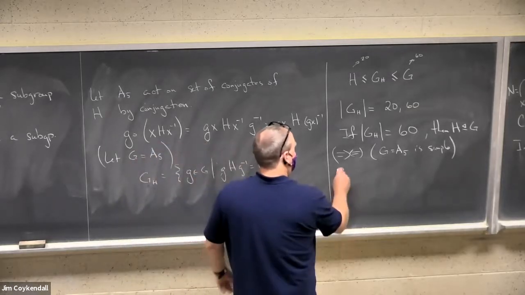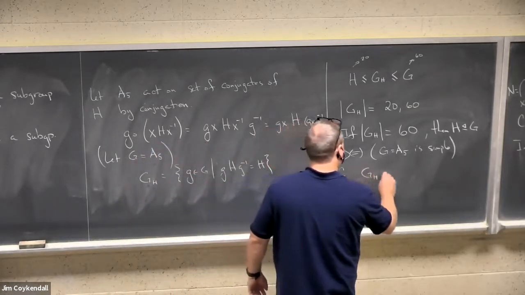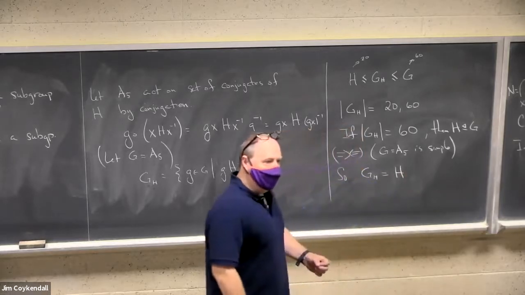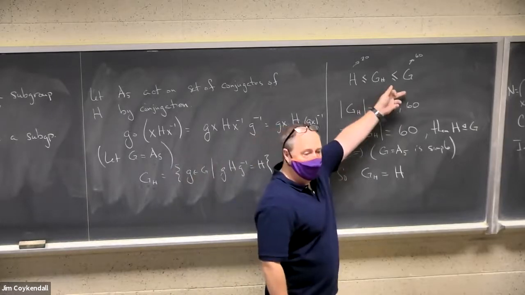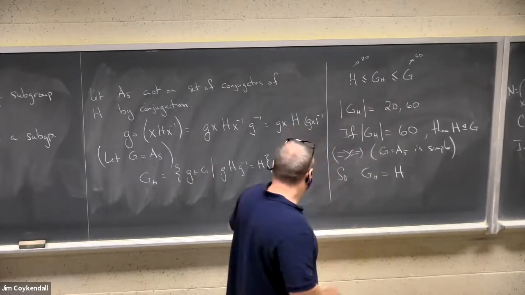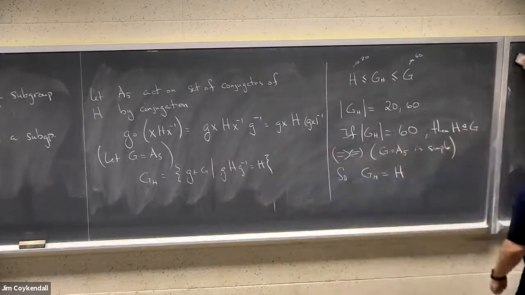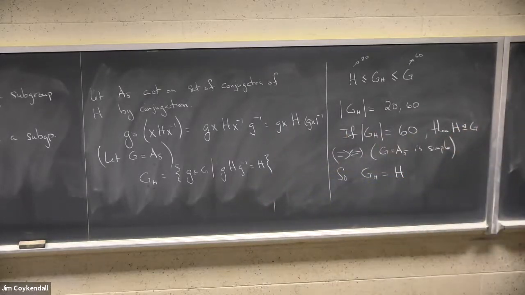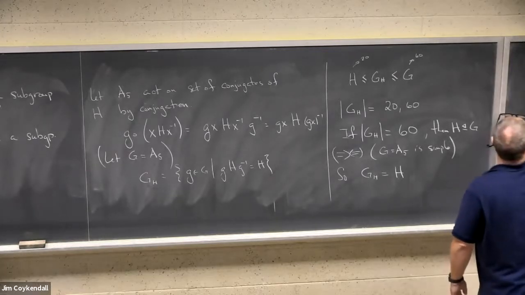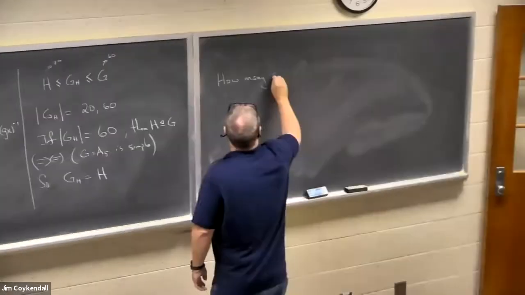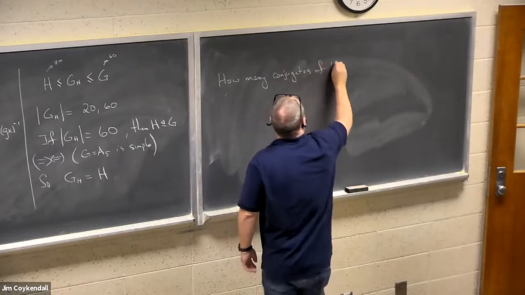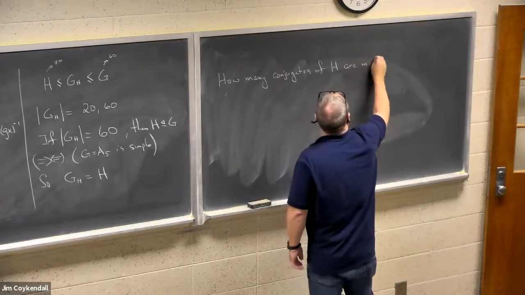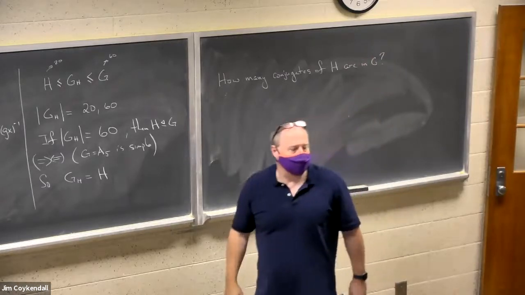So we conclude the stabilizer of H is just H itself, right? Because it has to be one of these endpoints, and it can't be this one, so it's got to be H. So, next question. How many conjugates are there? How many distinct conjugates do we have?